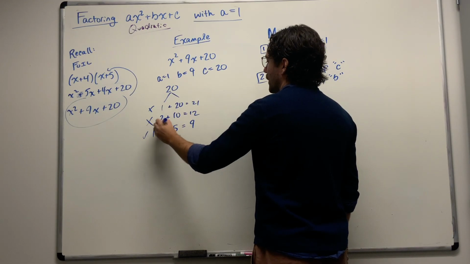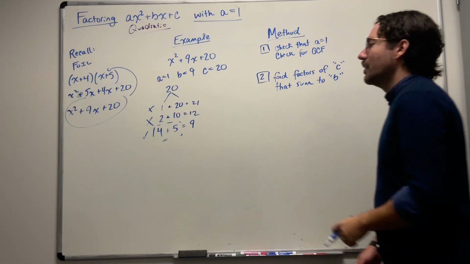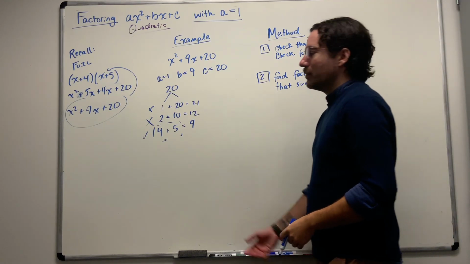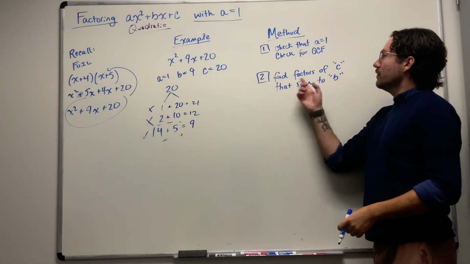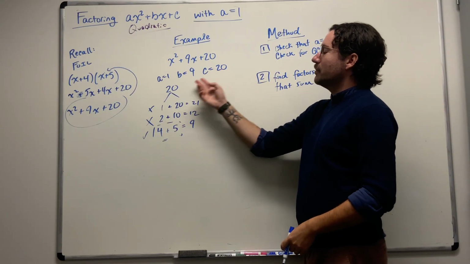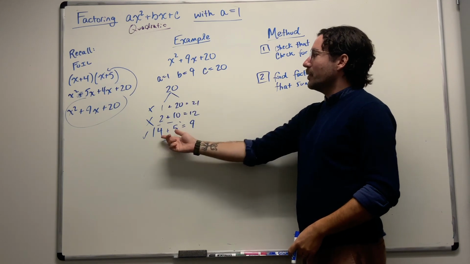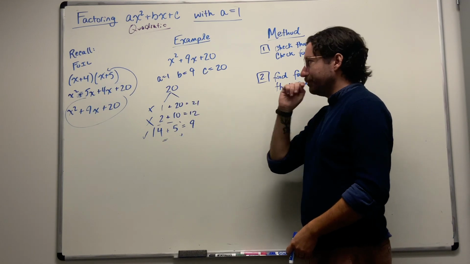So these are the numbers that we want. It's not our solution yet, but those are the two numbers that we're looking for. In this case, positive 4 and 5. So again, that was two factors of the c term, numbers that multiply to equal our c term, that when I add them together, I get the b term.